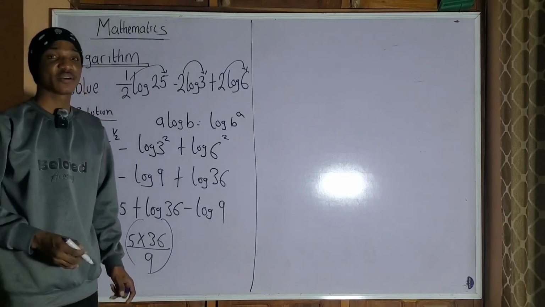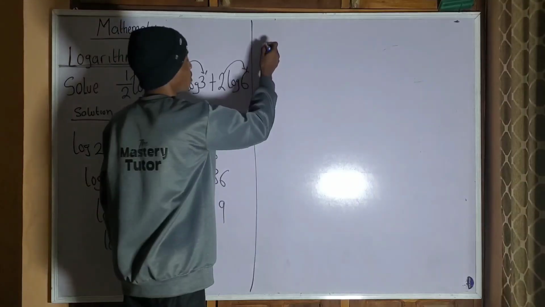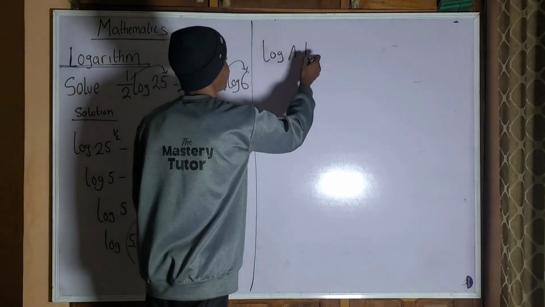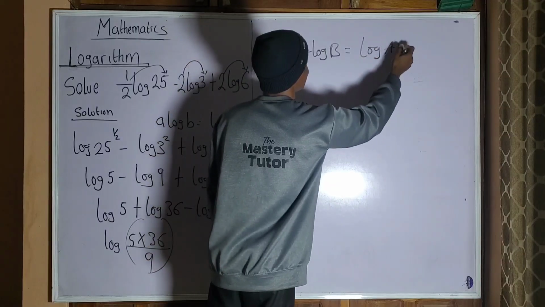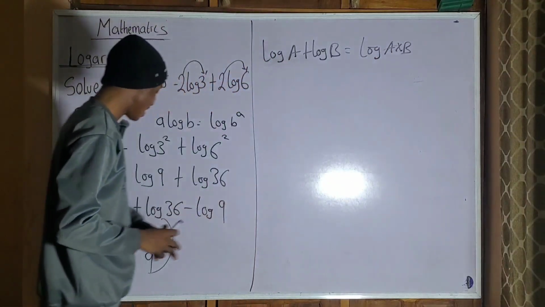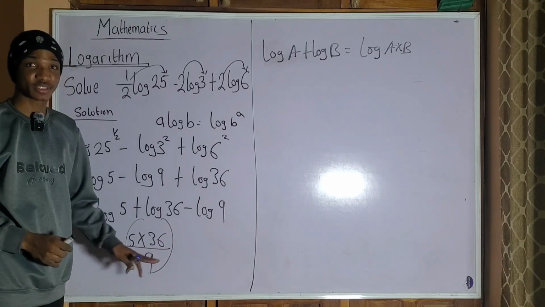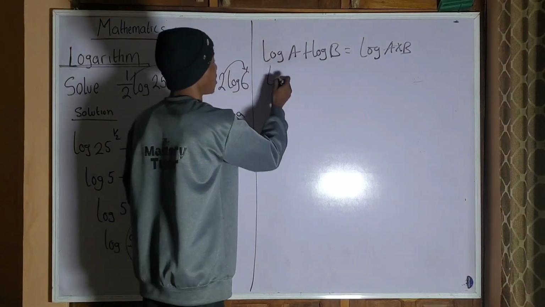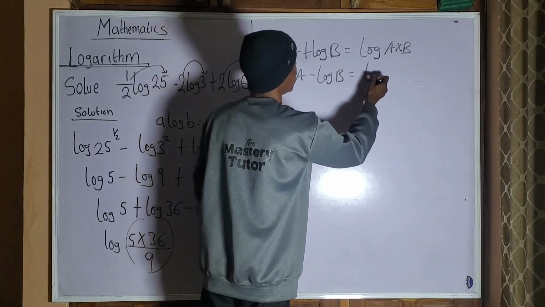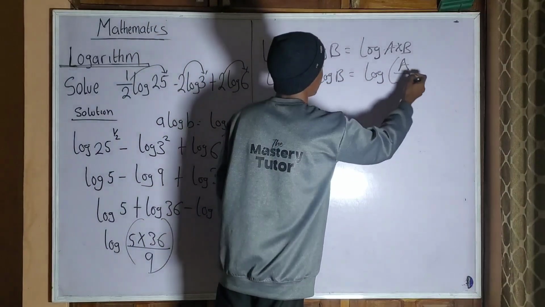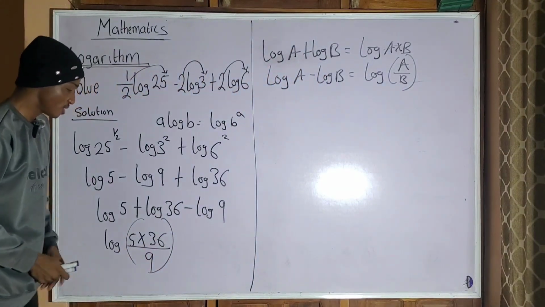The laws that I use here are the sum of a log and the product of a log. If you have log a plus log b, the result will be log a times b. So I have log 5 plus log 36. The result will be log 5 times 36. If I also have log a minus log b, the result will be log a all over b. So that is the law that I make use of here.